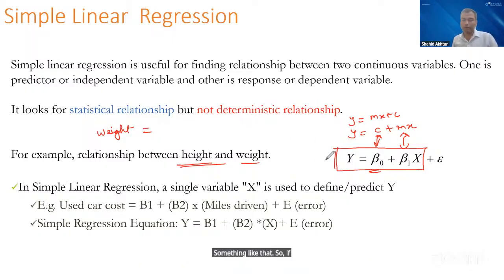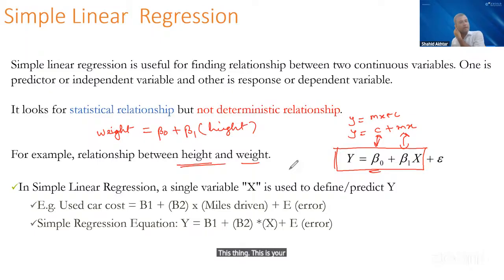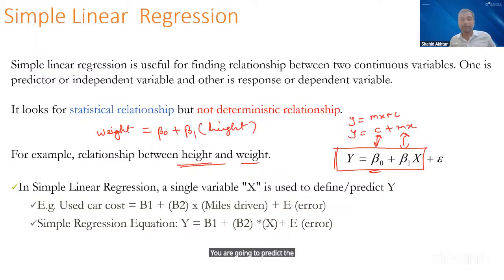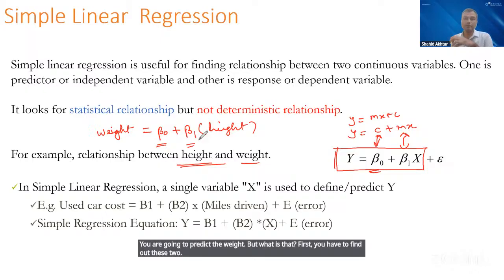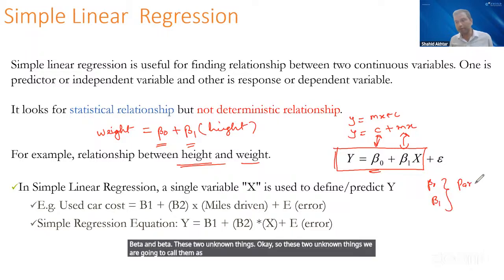So with beta naught and beta 1, you can say beta naught plus beta 1 multiplied by height. This is your expected weight when we have some height. For any height, you are going to predict the weight. But first you have to find out these two unknown things, beta naught and beta 1, and we call them parameters.